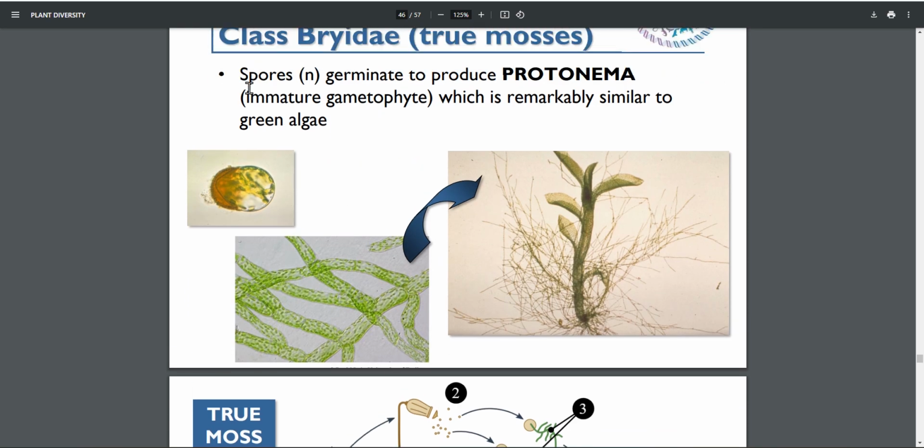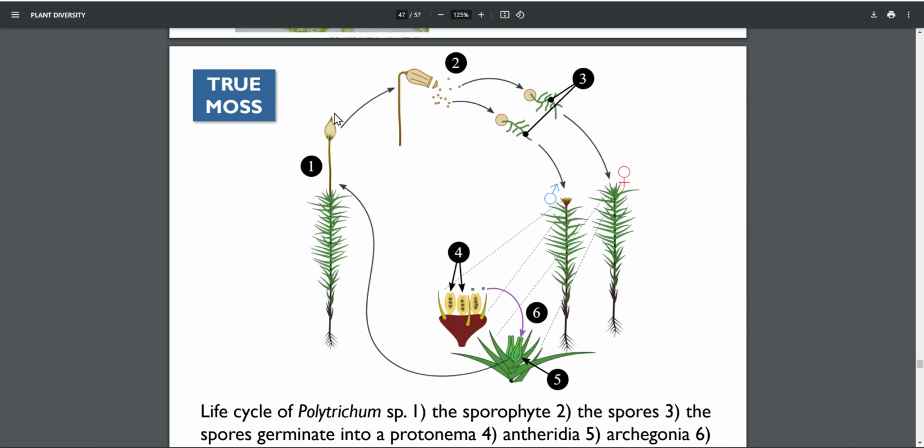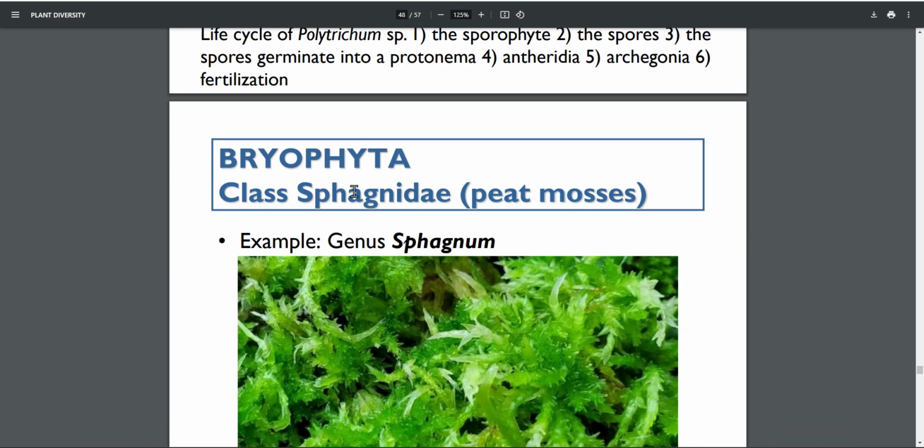This thing, which is an immature gametophyte, looks very like our old friend the green algae, and then it will grow into a proper gametophyte. So this is the life cycle. The sporophyte releases the spores, and then the spores grow into gametophytes, and so on. And then the sperm would enter the female gametophyte, fuse with the egg, and the cycle repeats. Alright, moving on to peat mosses.